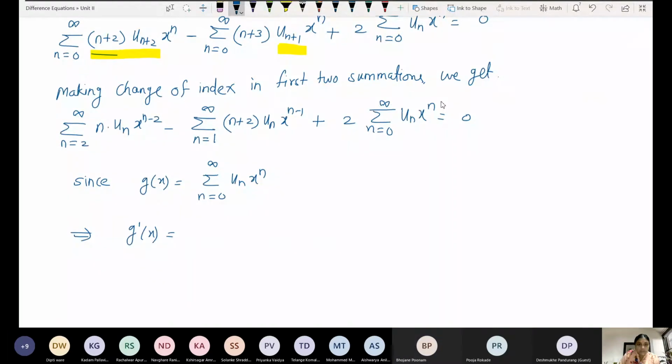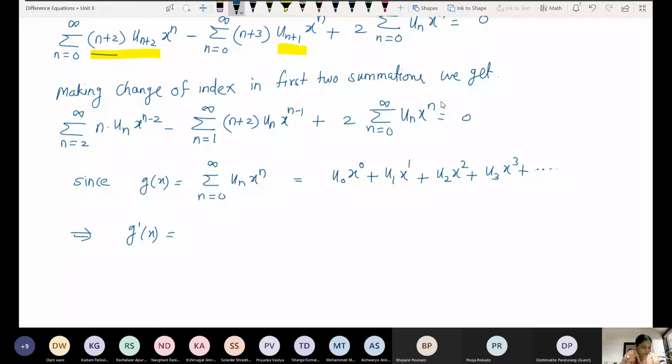g(x) = u0 x^0 + u1 x^1 + u2 x^2 + u3 x^3 and so on, where the summation runs from n = 0 to infinity. So what will be g dash if I differentiate with respect to x? The first term will be 0 because u0 x raised to 0 is 1, so it is a constant. What will be here? u1. And here 2 times u2 x plus 3 times u3 x square and so on.